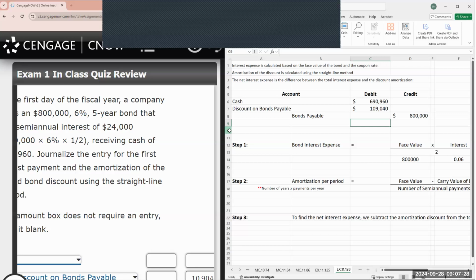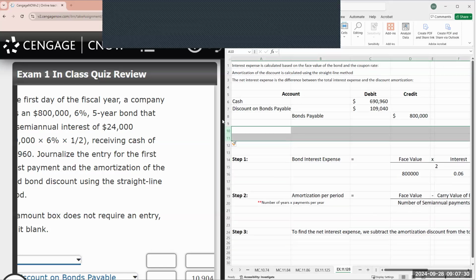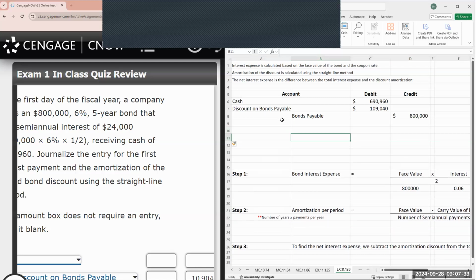Now for this problem, it is asking us to record our first interest expense payment. So with this interest expense payment, we know that we're going to have some interest expense. As we calculated, we know that we're going to be paying cash of the $24,000. And since this discount on bonds payable was originally set up with a debit, in order to decrease the balance, we would need to credit it every time we make a payment. So therefore, we would credit our discount on bonds payable.